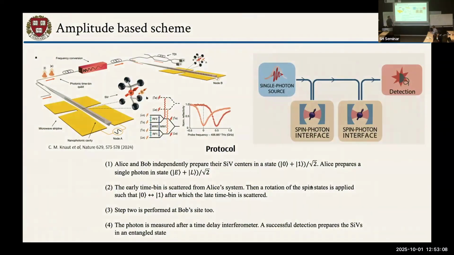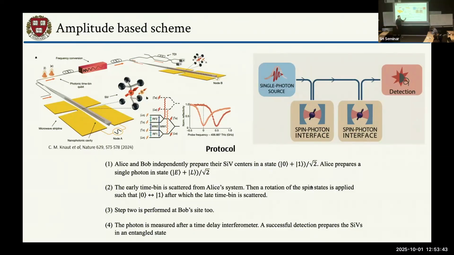So you take Alice and Bob, they independently prepare the SiV, that's what they use here, because that's what you can couple to a cavity, or nanophotonic cavity, that is. Put it in an equal superposition of 0 and 1. Here, I'm just saying Alice prepares a single photon in state early plus late. Think of this as a laser, right? So she's actually preparing vacuum plus a small probability of a photon, 1 over root 2 of E plus L. But since we're going to detect it at the end, we don't care about the vacuum term. It's just going to lower our rate.